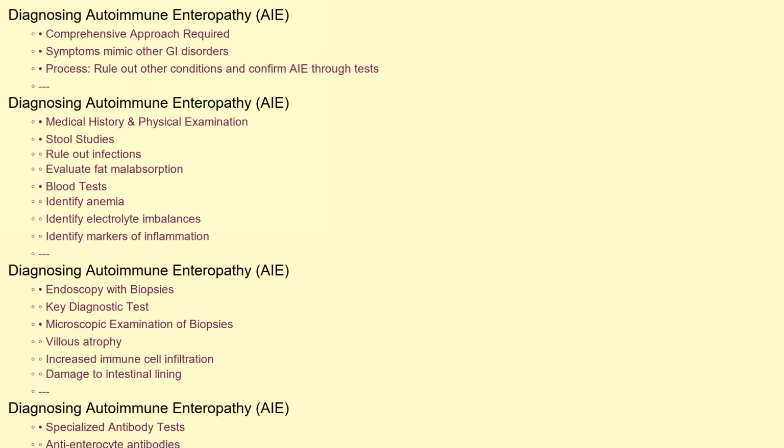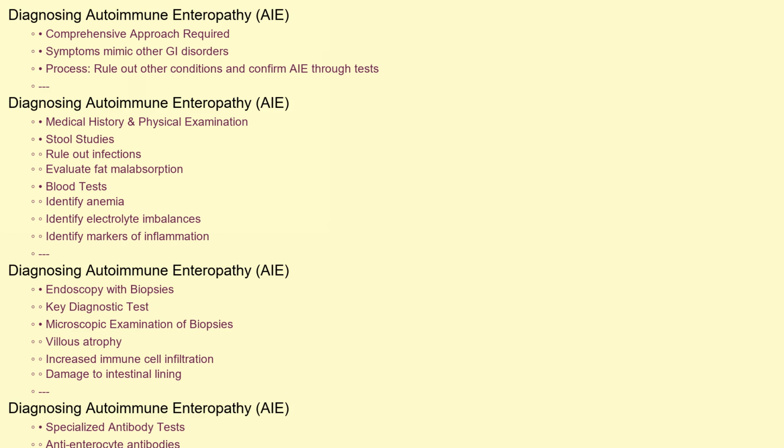Diagnosing autoimmune enteropathy requires a comprehensive approach, as its symptoms can mimic other gastrointestinal disorders. The diagnostic process typically begins with a thorough medical history and physical examination to assess the patient's symptoms and overall health. Stool studies are performed to rule out infections and evaluate fat malabsorption. Blood tests can help identify anemia, electrolyte imbalances, and markers of inflammation. The key diagnostic test is an endoscopy with biopsies of the small intestine. Microscopic examination of the biopsy samples reveals characteristic features of AIE, such as villus atrophy, increased immune cell infiltration, and damage to the intestinal lining.